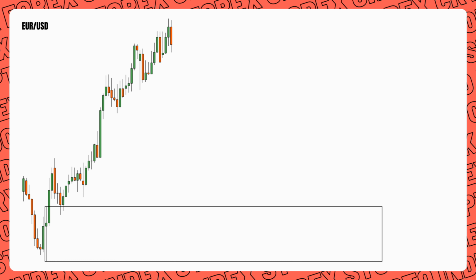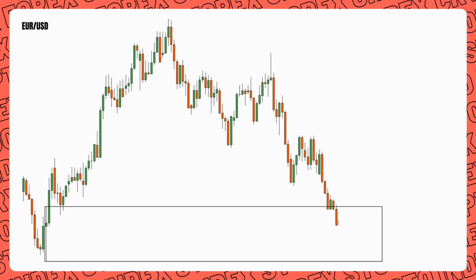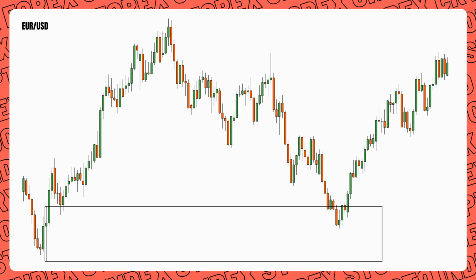Here's an example. This is a chart of euro to US dollar. As you can see, the price moves very aggressively from here, creating a demand, and this candle starts the whole move. It means that this candle is the demand zone. Now the smart money will push the price to the demand to take the floating sell orders, and then the smart money will push the price back up.